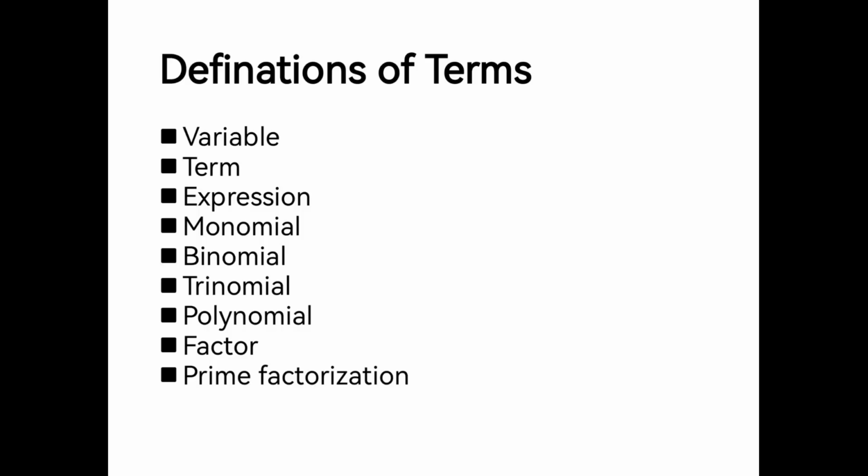Now, if the expression is made up of only one term, it is called a monomial. And when the expression consists of two terms, it is called a binomial. When there are three terms, it's a trinomial. Anything more than three terms, we refer to it as a polynomial.